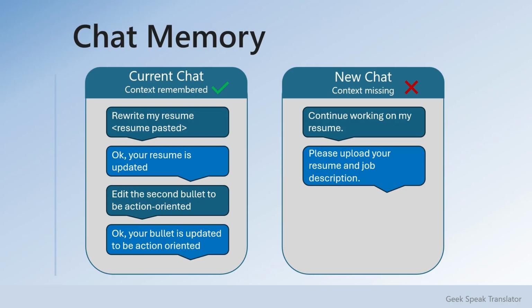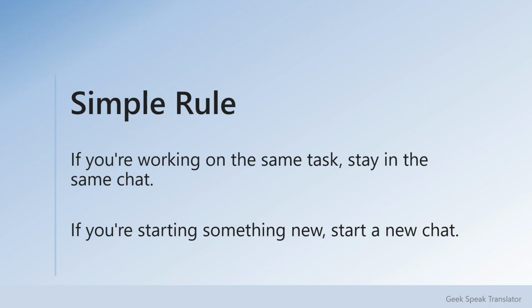So, a simple rule that makes working with AI much easier is if you're working on the same task, stay in the same chat. If you're starting something new, start a new chat. This keeps the conversation clear and helps the AI give better responses.